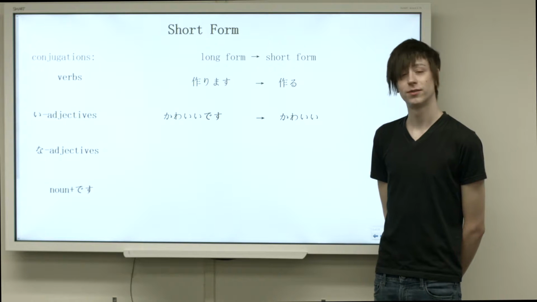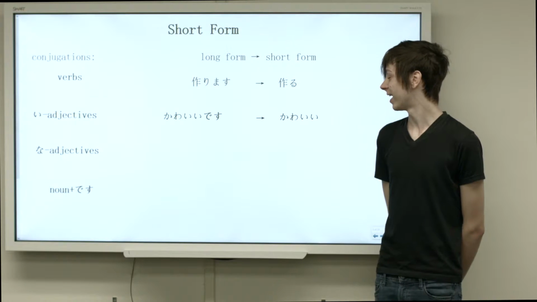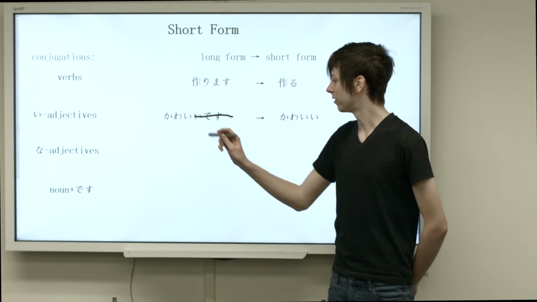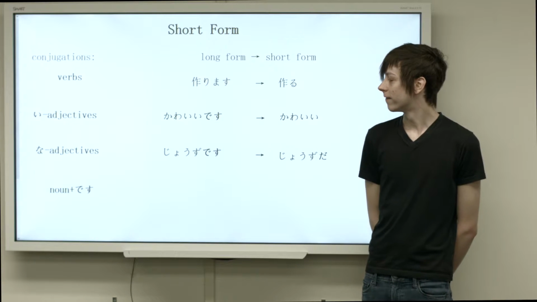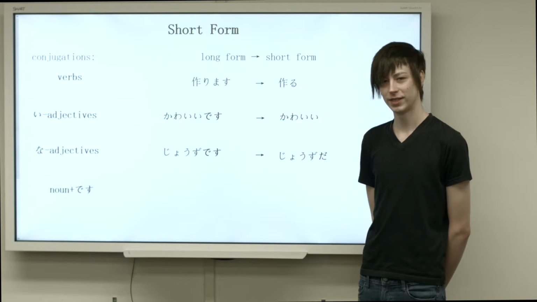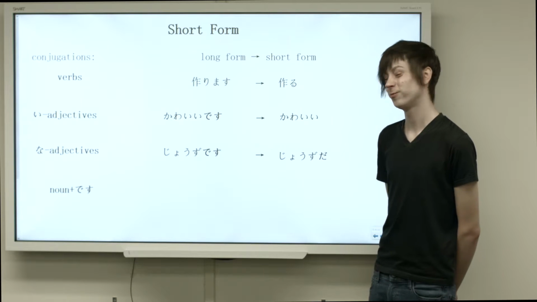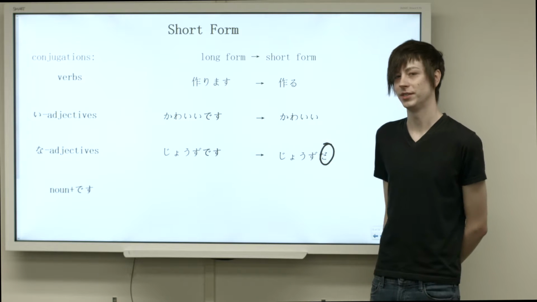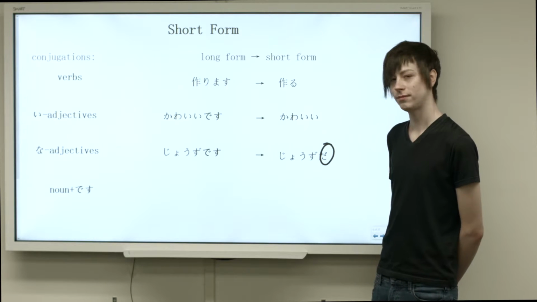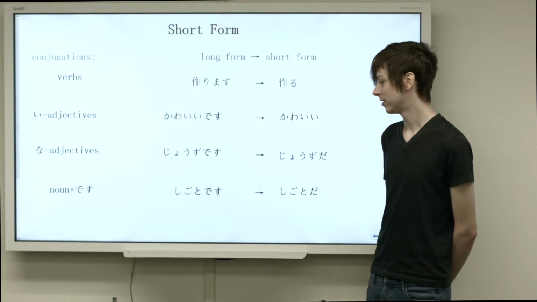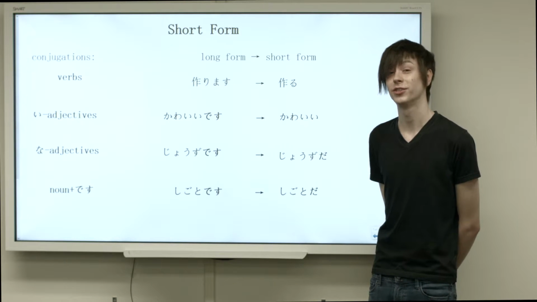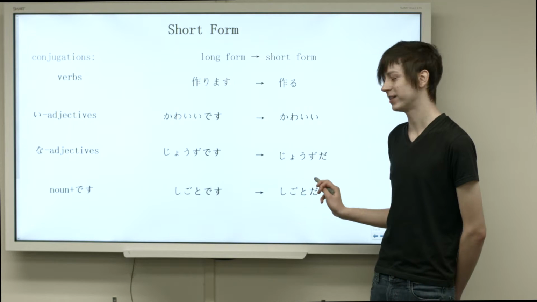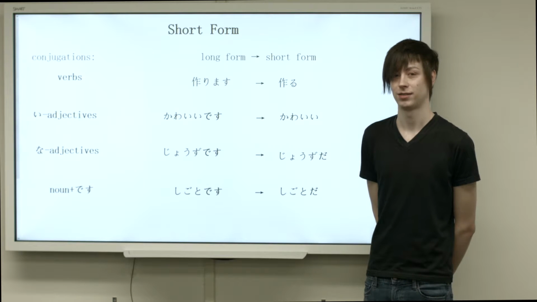For adjectives, kawaii desu can just be kawaii. So we just drop the desu. For na-adjectives, jouzu desu, to be talented, we just remove the desu and add da. So it'd be jouzu da. And then for nouns and desu, we could say shigoto desu, it's a job. We would just pretty much like na-adjectives, just put a da at the end. So shigoto da.